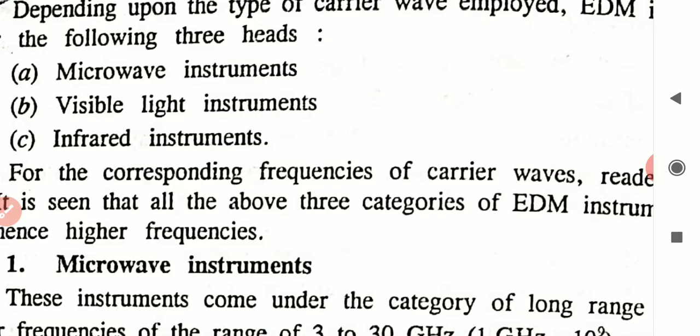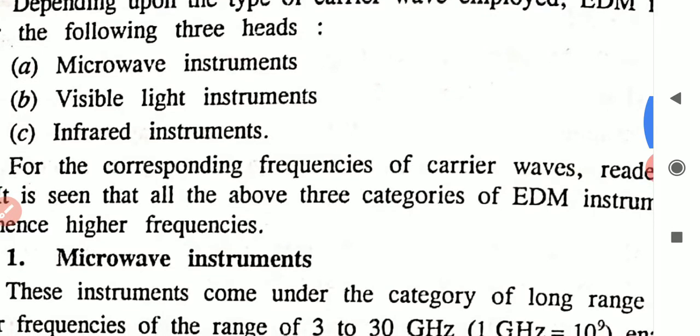Next instrument is the infrared instrument. It uses an infrared radiation band of wavelength about 0.9 micrometer as a carrier wave, which is easily obtained from a gallium arsenide, that is GaAs, infrared emitting diode. In this case, the power output of the diode is low, hence the range of this instrument is limited to 2 to 5 kilometers.